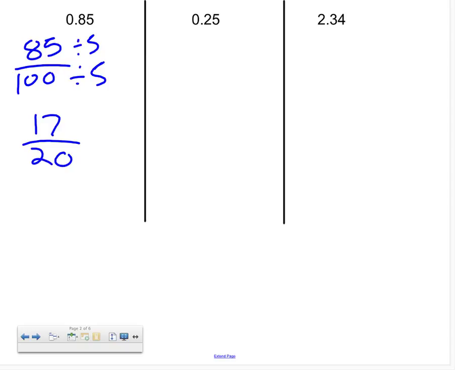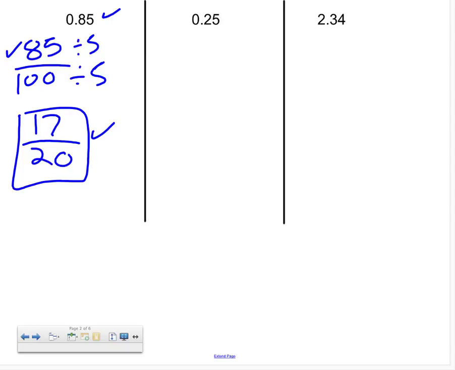17 and 20 can't be divided by anything that's the same. So this would be our end fraction. Okay? So this number and this number are all the same. It's all the exact same value, just written 3 different ways. So it's important to know here that we're not getting a new number, we're simply changing the form of the current number.